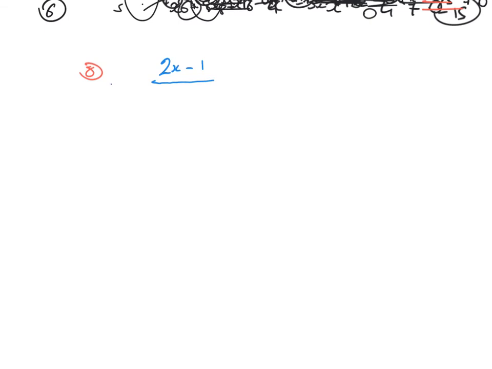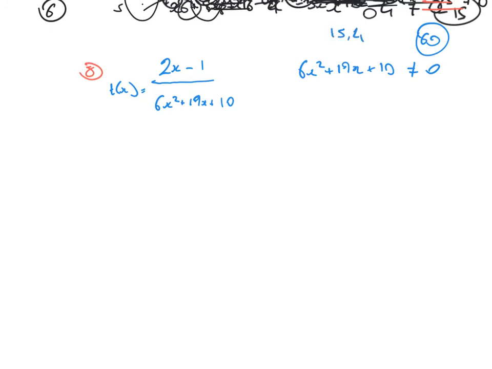Example 8. Okay, so this time we've got t of x equals 2x minus 1 over 6x squared plus 19x plus 10, write restriction on t. The denominator, what's the denominator? That's the full thing on bottom. 6x squared plus 19x plus 10 cannot be 0. Okay, so let's think about this one. 6 times 10 is 60. Two numbers that multiply give 60, add together give 19. Take your time with that. Two numbers that multiply give 60, add together give 19 is definitely 15 and 4. 15 times 4 is 60. 15 plus 4 is 19, so plus 15 plus 4.